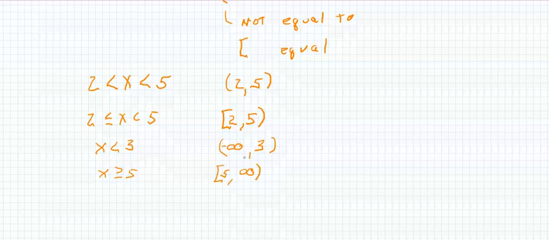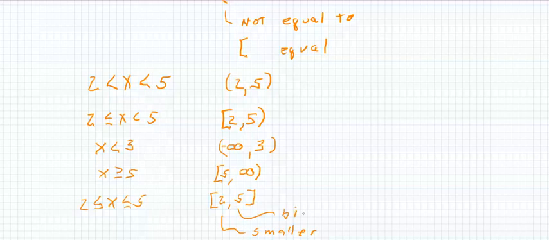And lastly, if I said x is between 2 and 5, and including them, greater than or equal to 2, less than or equal to 5, I'd use bracket 2, 5, close the bracket. Again, the smaller number is first, and the bigger number is second, and it's all the numbers in between.